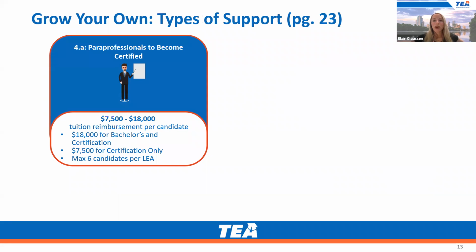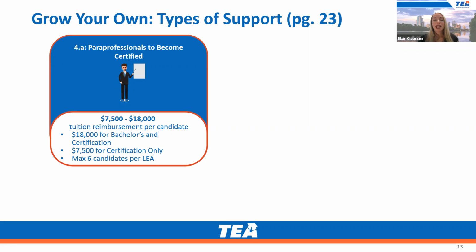As I mentioned earlier, there are two main types of strategies or supports specific to this decision. Again, you can follow along on page 23 of the guidance document. The first is to support our paraprofessionals in finishing their bachelor's degree and teaching certificate or their teaching certificate only. So this is done by providing a stipend to cover tuition, fees, and living expenses they may accrue as paraprofessionals working towards that goal.